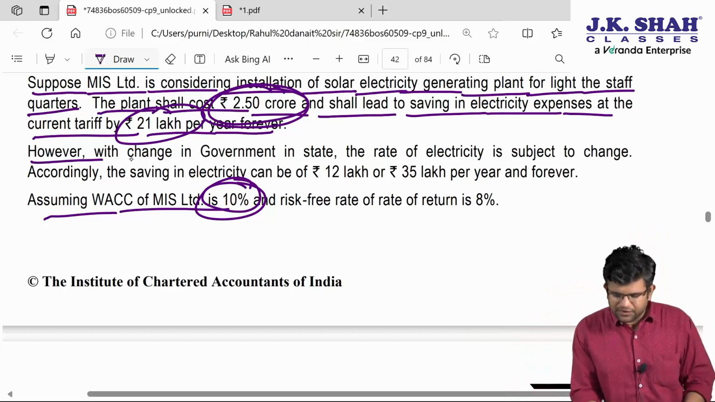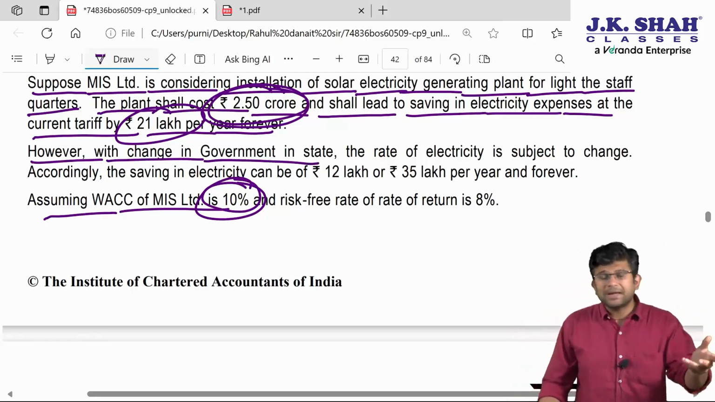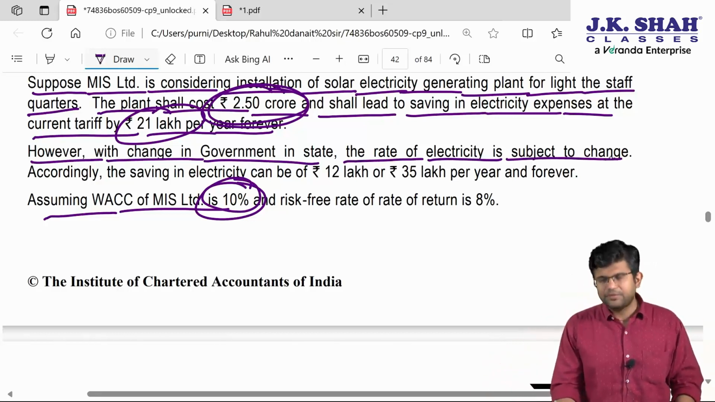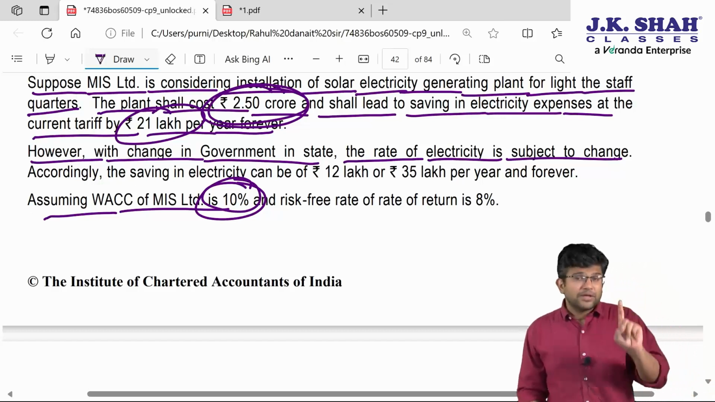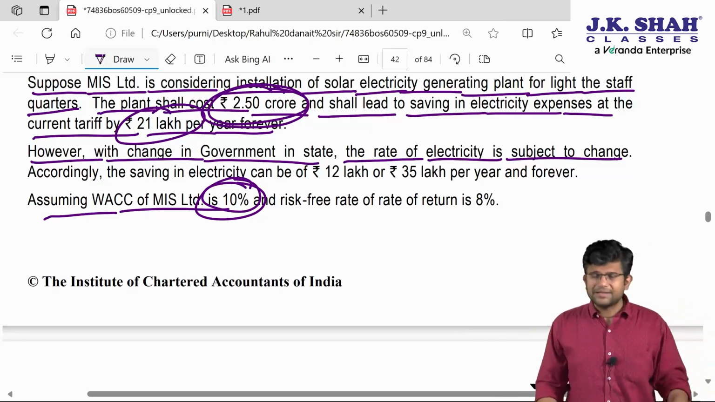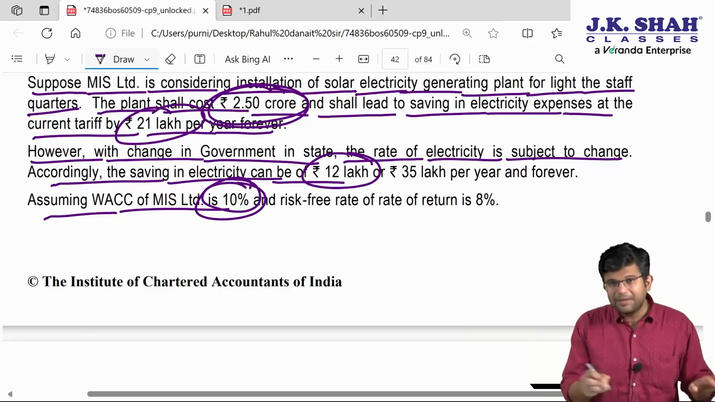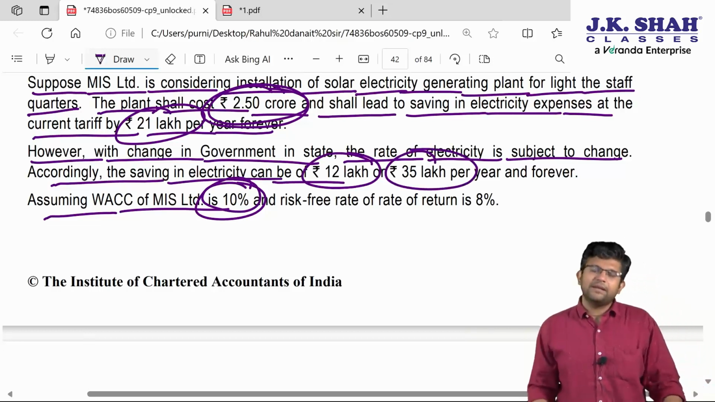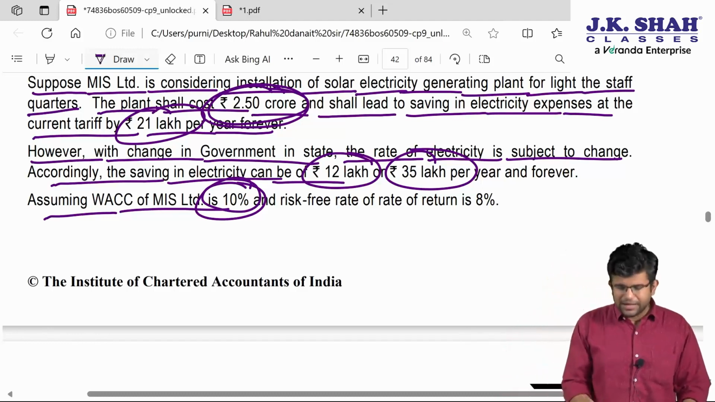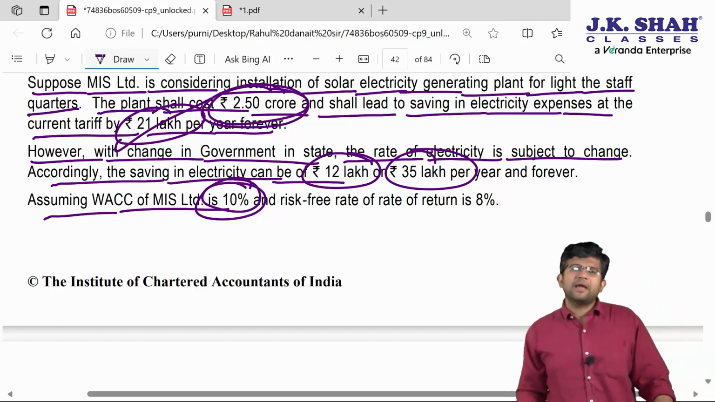So they are saying, however, with a change in government in state, maybe there are elections going on or an election might come in near future, and if the government changes, then the rate of electricity is subject to change. If that changes, which electricity? Normal electricity, we are not talking of solar. If the normal electricity rates undergo change, then the savings in electricity could either be 12 lakh or it could be 35 lakh per year forever. Everyone clear? So they are saying that right now with whatever information we have today, we are seeing that we could be saving 21 lakh forever.